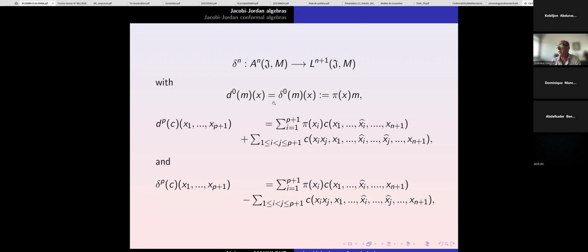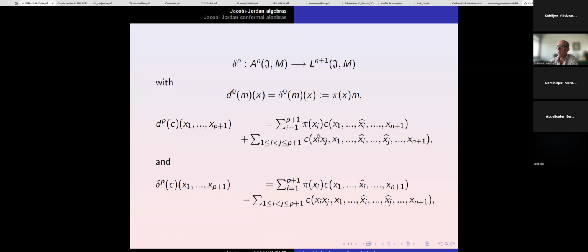And for all this, for D^0 and delta^0, this is just the action of x on m. Here, of course, M is considered to be a representation of G. And how is D defined? Then D is defined in this way, using the representation rho. Here C is a cochain, a map from L tensor L, p times. Then this is the definition of D^p, and this is the definition of delta^p.